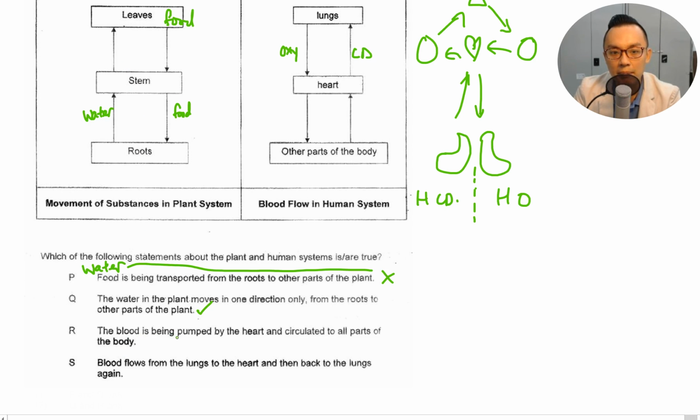The blood is being pumped by the heart and circulated to all parts of the body. That is correct, okay? The blood is pumped by the heart and goes to all parts of the body. Blood flows from the lungs to the heart, then back to the lungs again? Nope, that's not correct. It's lungs to the heart, to all parts of the body, and back to the heart, to the lungs again. So this is incorrect. So Q and R are correct.